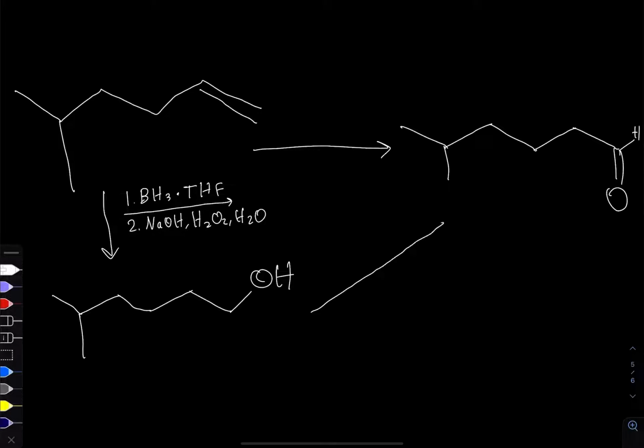Then we want to go from having an OH there to having an aldehyde there. This process is oxidation. If we use a strong oxidizing agent like chromic acid, this would go fully to a carboxylic acid. But if we want to go from a primary alcohol to an aldehyde, you want to use a mild oxidizing agent, and there you want to use PCC. So that will do it: hydroboration and then PCC.